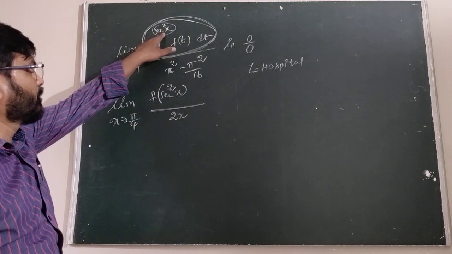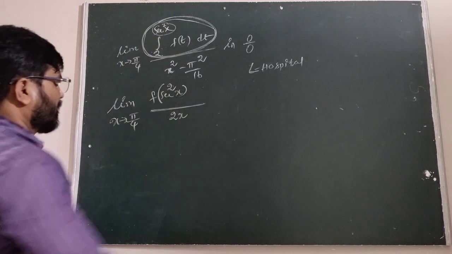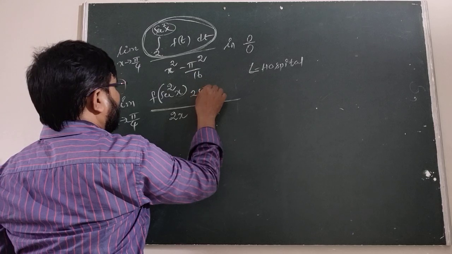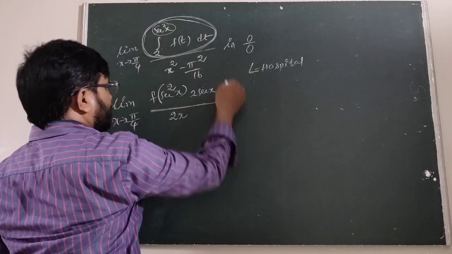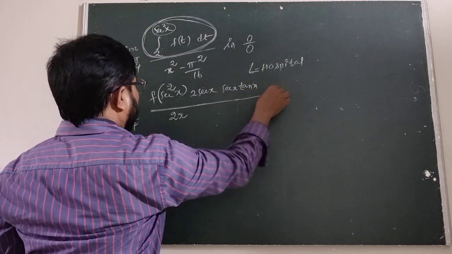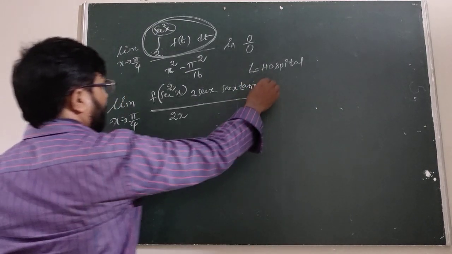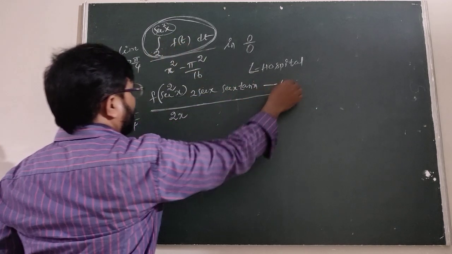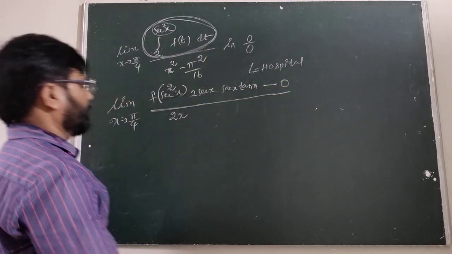First we substitute secant square x instead of t. The derivative of secant square x is 2 into secant x, and the derivative of secant x is secant x into tan x. Then minus f of 2, and the derivative of 2 is 0. Okay, this is the answer.